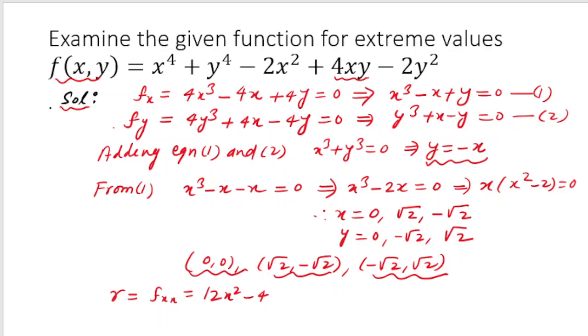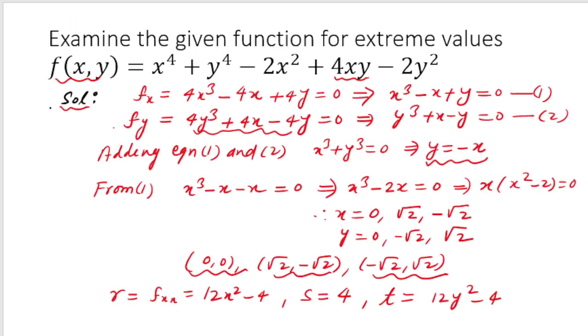And if I have to calculate s, let me write it over here so that I can save space. I have to differentiate fy with respect to x. So this will give me 0. Here I will get s is equal to 4. And what is t? If I differentiate this with respect to y, 4y cube will give me 12y square minus 4. So r, s and t we calculated. I'm moving to the next page.